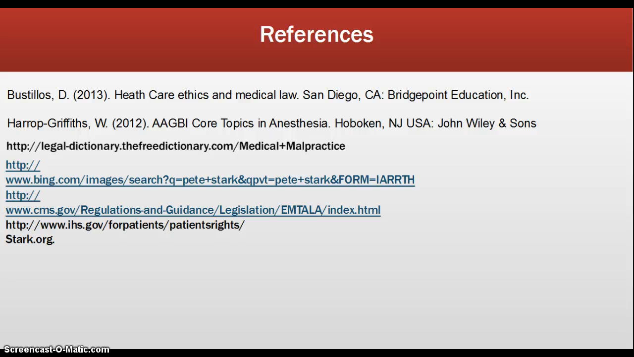And this is my references. And this concludes this piece, which talks about the different codes and ethics of medical law.